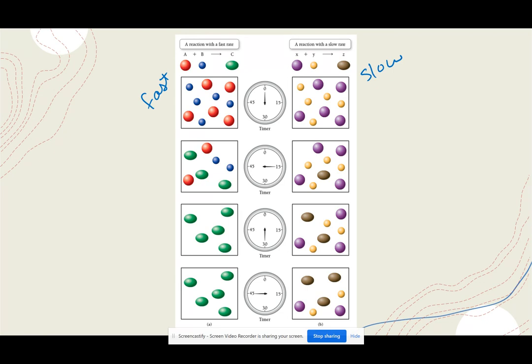So the green on the left there is the product, and you can see how quickly it forms and how quickly it all becomes product in the fast reaction, whereas in the slow reaction, the brown is the product, and you can see how it takes a little bit longer for that to form. Were that reaction to continue and I were to keep monitoring it, eventually, just like the fast reaction, it would all turn into product.